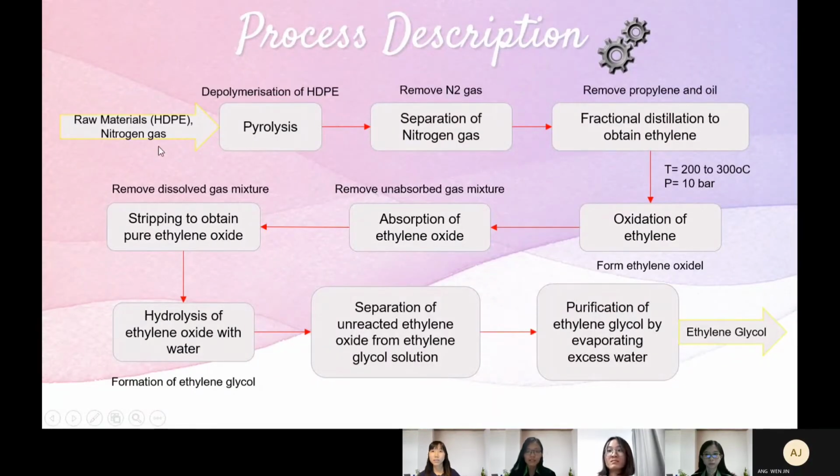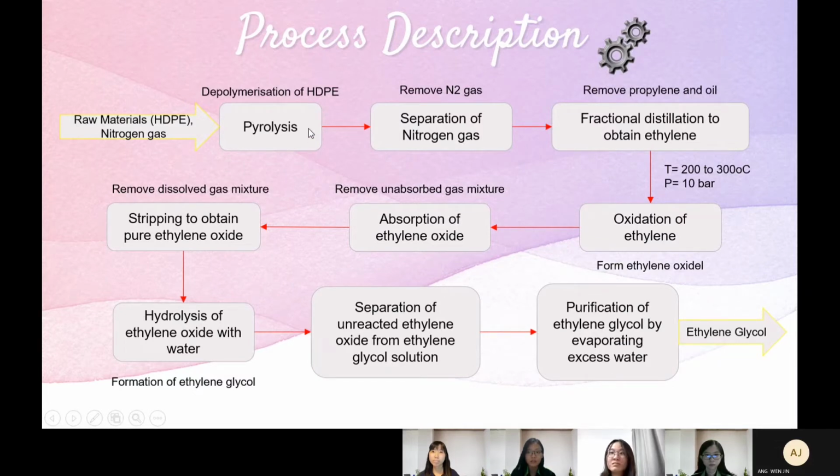Good day, I'm Ellen. Next will be the process description of our production of ethylene glycol. At the beginning of the process, we use high-density polyethylene, HDPE, as our raw material, which will undergo depolymerization by pyrolysis process to form oil and gas products.